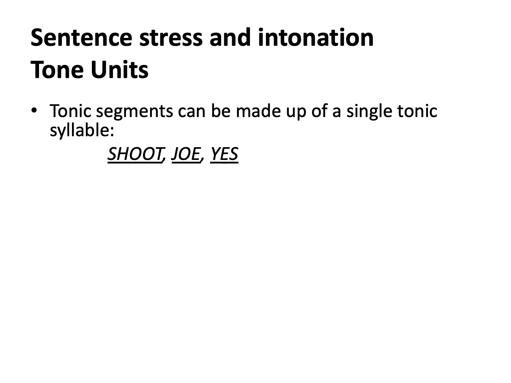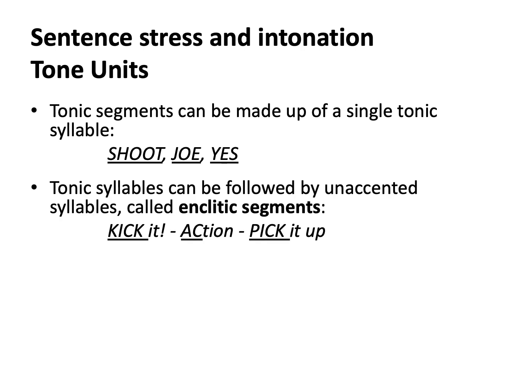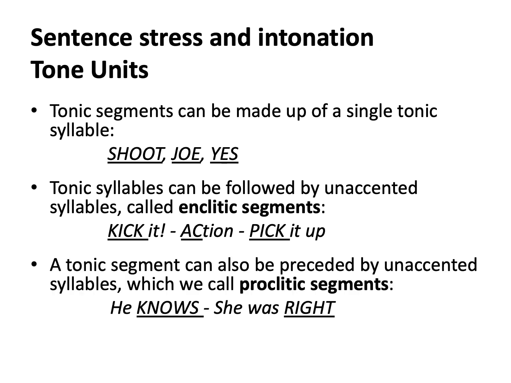Tonic segments can be made up of a single tonic syllable. For example, shoot. Joe? Yes. Tonic syllables can be followed by unaccented syllables called enclitic segments. Kick it. Action. Pick it up. A tonic segment can also be preceded by unaccented syllables, which we call proclitic segments. He knows. She was right.